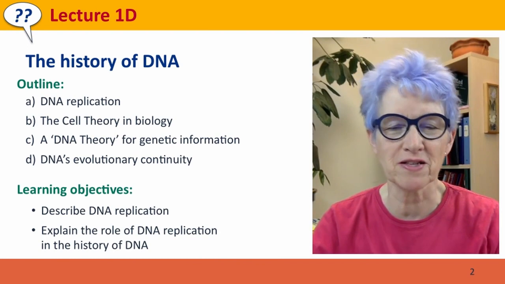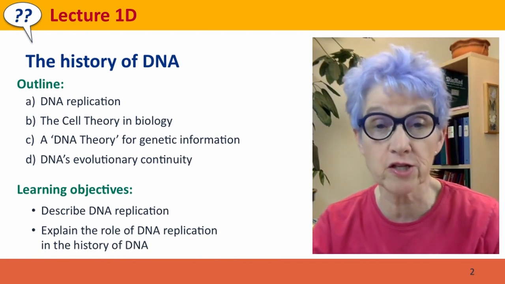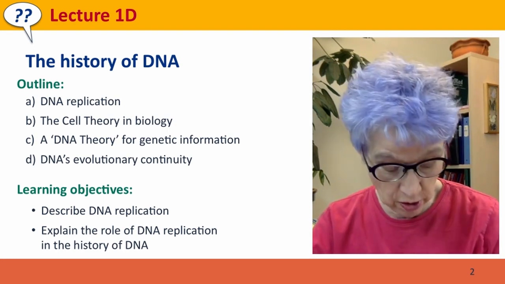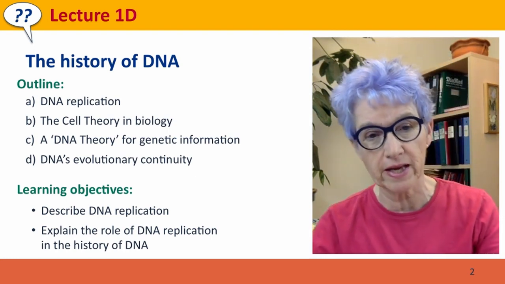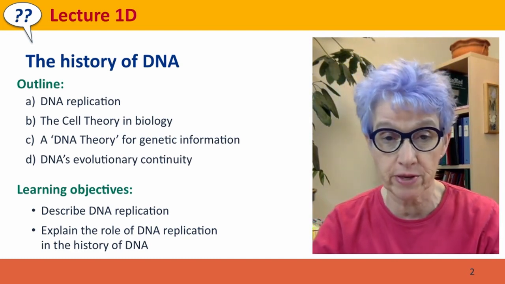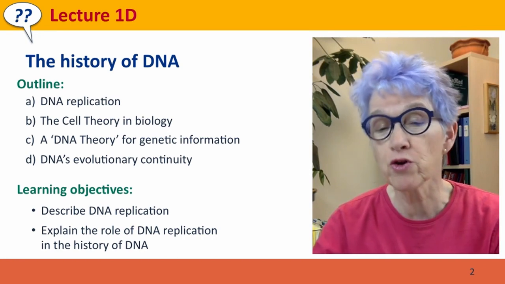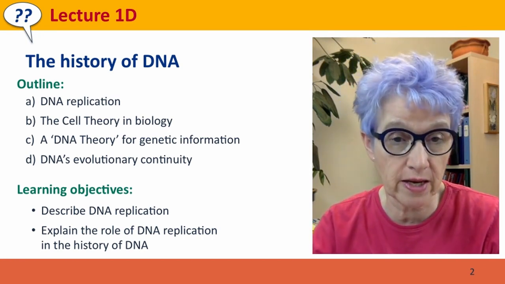Hi everyone, welcome back to Useful Genetics. This is Lecture 1D, where we're going to talk about the history of DNA. We're going to start with DNA replication, a very short-term history of DNA, and then we're going to draw a parallel between the cell theory in biology and what we could call a DNA theory for the continuity of genetic information.